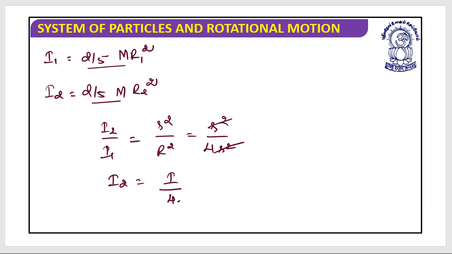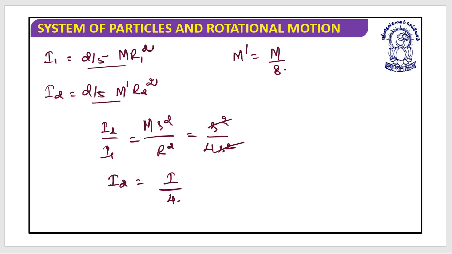Is it clear? Are you sure? One more thing: even the mass has been changed. This should be written as m dash, and m dash is equal to m by 8.